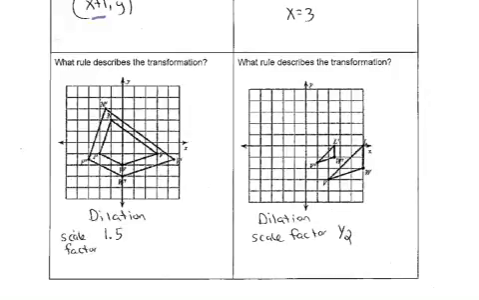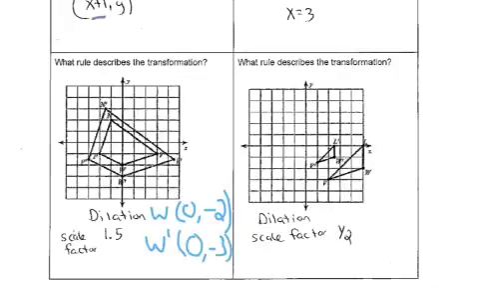Next question. What rule describes the transformation? Well, I can tell right off the bat that this is a dilation because my figure is either stretching or shrinking. So in order to do this, I'm going to list some ordered pairs. You can pick any point you want to start. Let's say we pick W. The ordered pair of W is 0, -2 because I'm not moving on my x at all, and my ordered pair for W prime would be 0, -3.